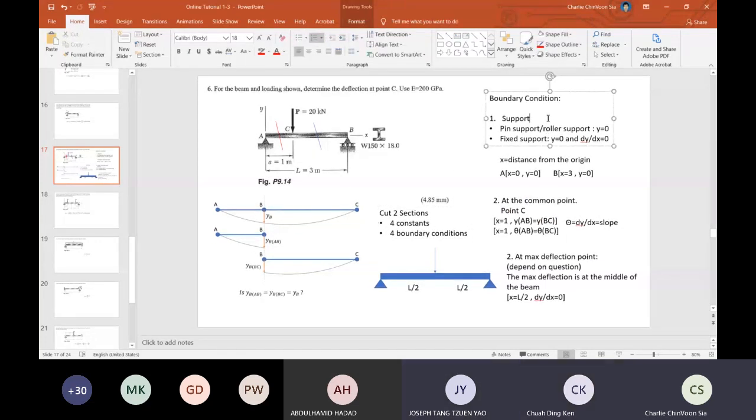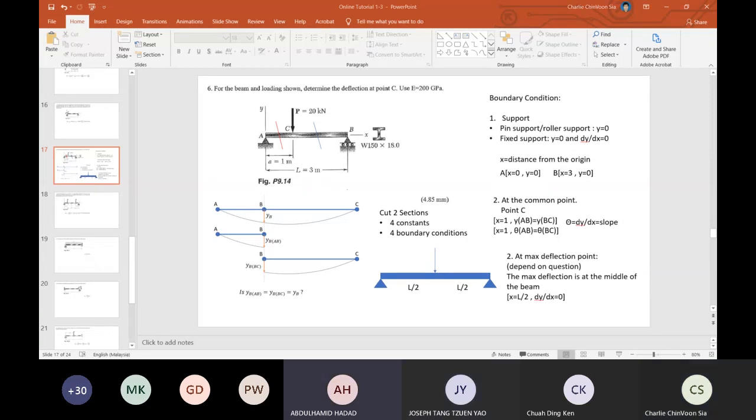If the support conditions are insufficient, then you need to consider the common point. If the boundary conditions at the supports are insufficient for you to determine the constants, you will need to consider the common point. And the maximum deflection is dependent on the question. If you look at the question and know it is a symmetrical beam, you can get this boundary condition directly. You just refer to the beam. Is it clear? Questions, doubts?